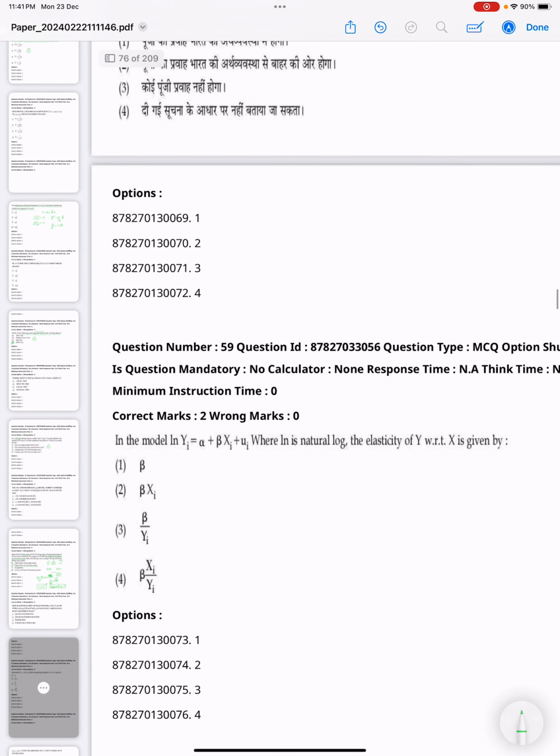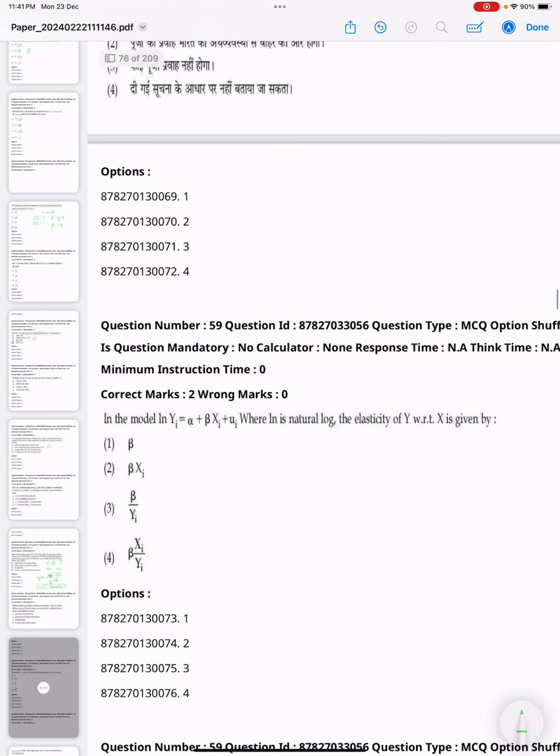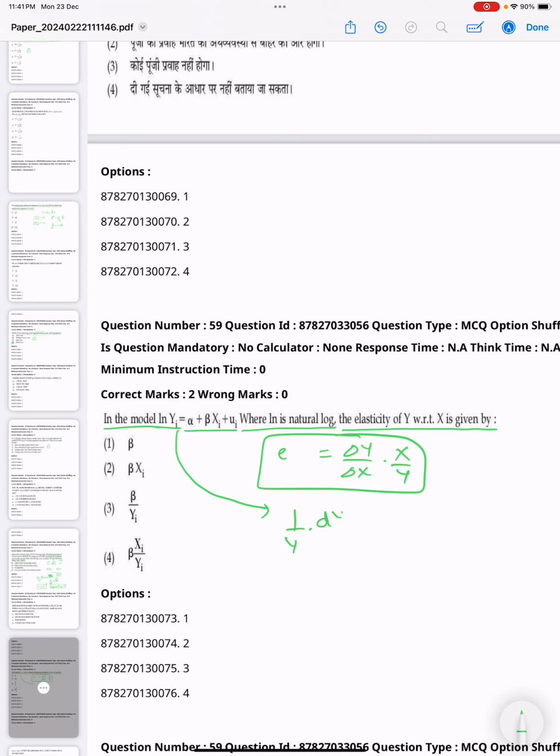Okay. Now, 59th question. In the model, log yi equals alpha plus beta xi plus ui, where log is natural log, the elasticity of y with respect to x is. So elasticity of y with respect to x is change in y by change in x into x by y. Now given this log model, if we differentiate this, 1 by y del y should be equal to beta del x. 1 by y del y by del x equals beta.